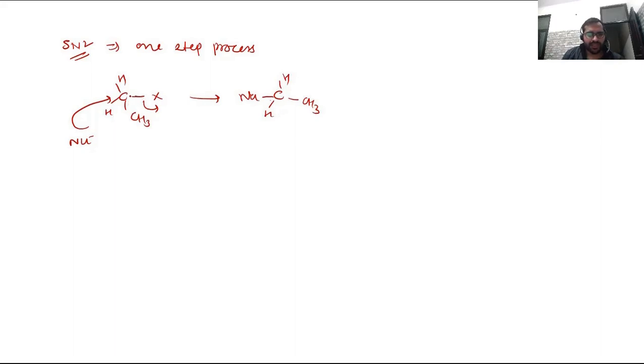Because of this C-X bond's LUMO, we were discussing it in the starting of the video. LUMO, that is lowest unoccupied molecular orbital. This C-X bond's LUMO is present on this side, and this is a vacant orbital. That is why this nucleophile will attack into this orbital, and this C-X bond cleaves out, that is attacking from the backside. That is why this nucleophile is opposite to this X group.